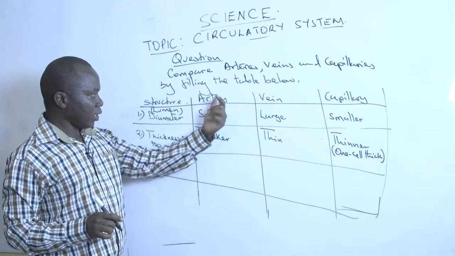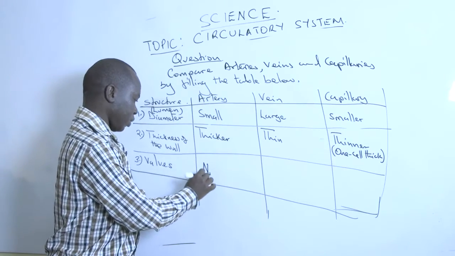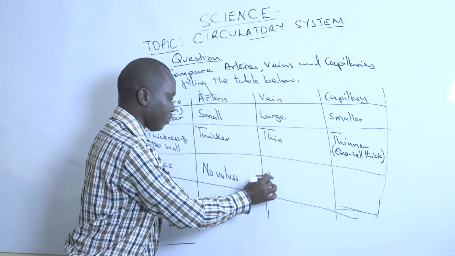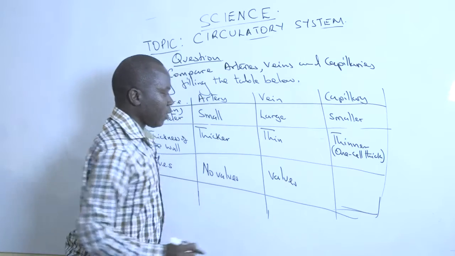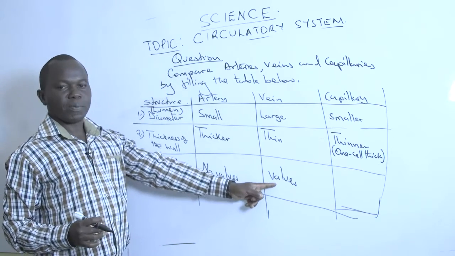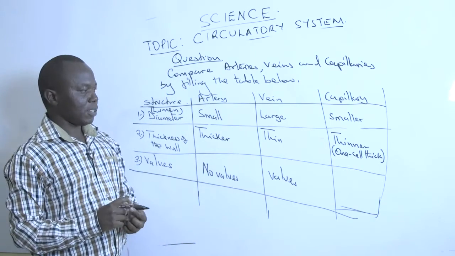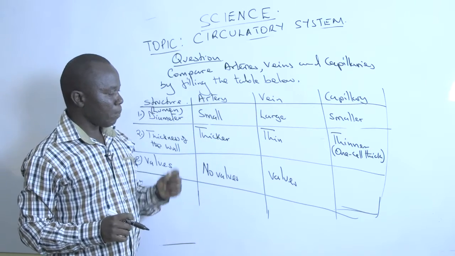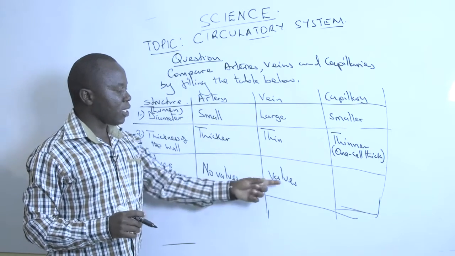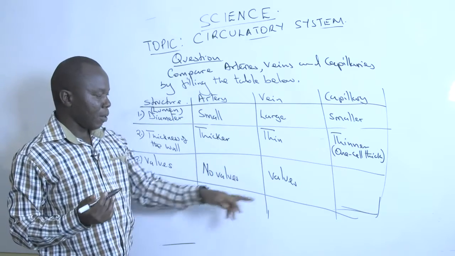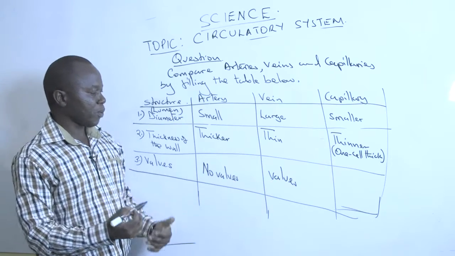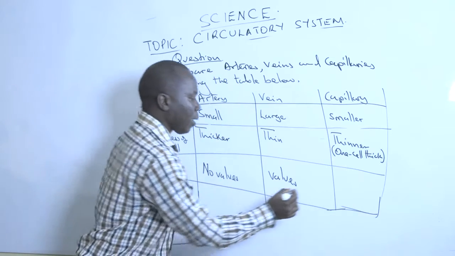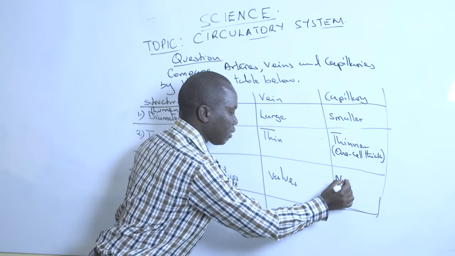Then valves. If you examine the artery, it has no valves. Vein has valves. The reason why veins have valves is to prevent backflow of blood, since the blood in veins is flowing at a low pressure. So it is very easy for blood to flow back. But because we have valves, it is going to prevent the backflow of blood. And then capillary has no valves.